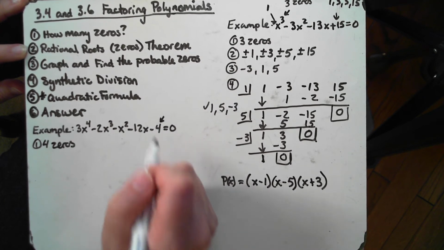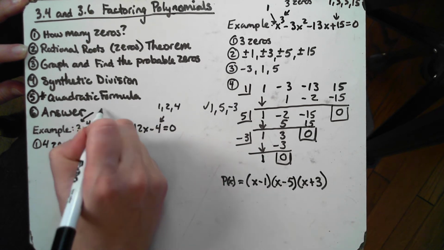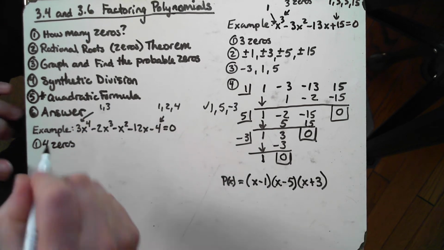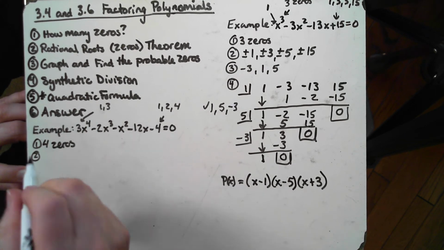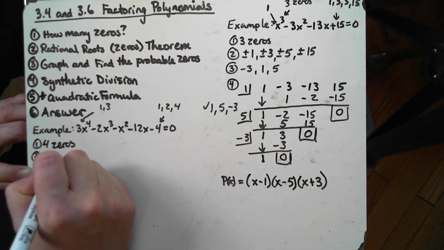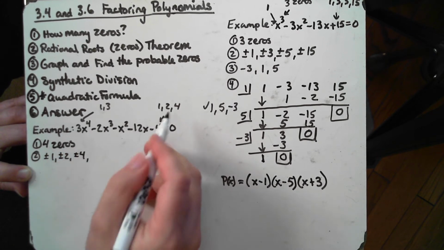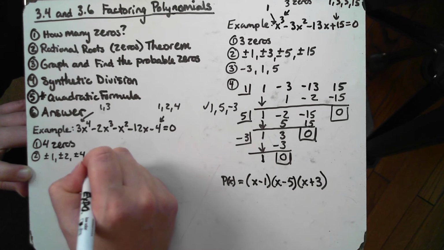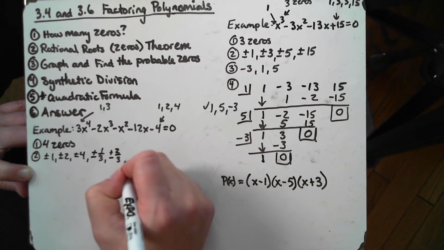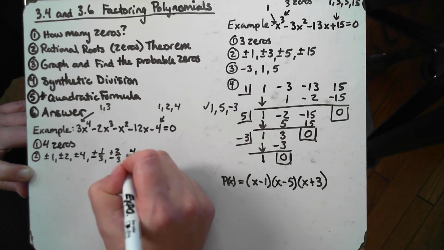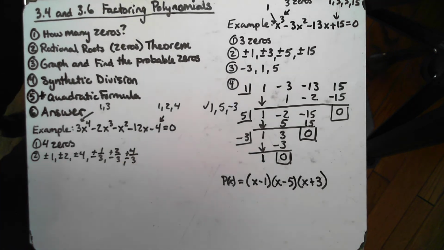I'll take factors of 4, which are 1, 2, and 4, and factors of 3, which are 1 and 3. So I would get all of these divided by 1, which is 1, 2, and 4. And then all of these divided by 3, which are 1/3, 2/3, and 4/3. Okay, now I'll check with my calculator.